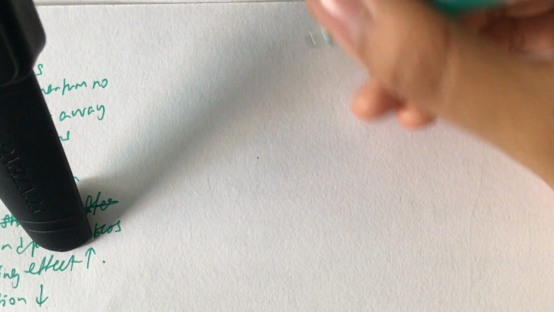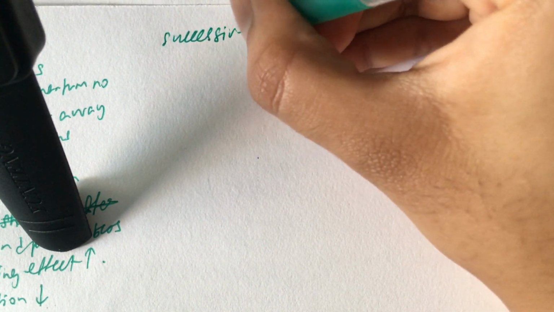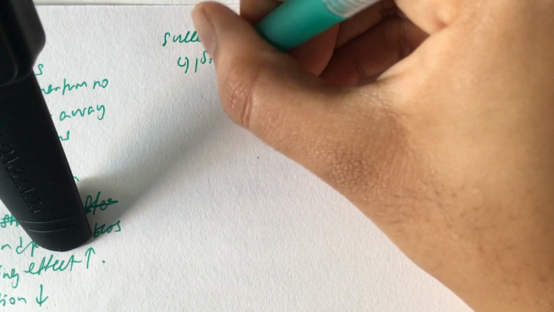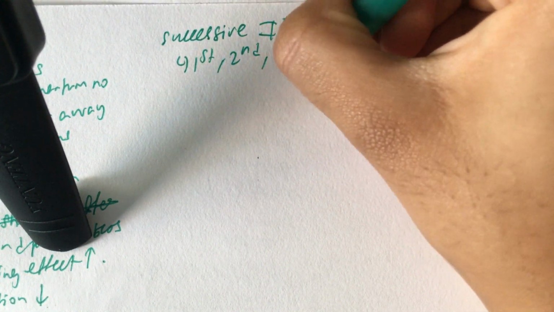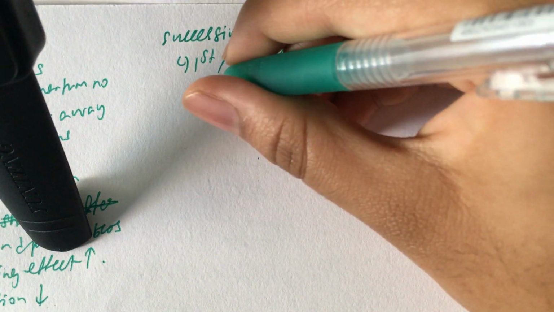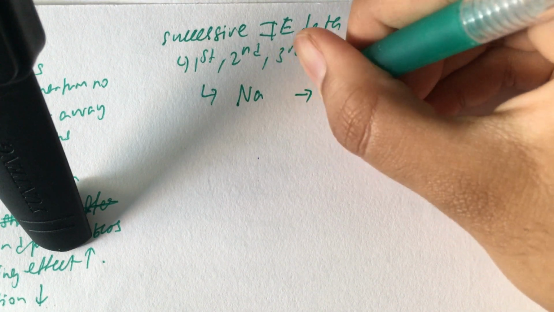So if you look at successive ionization energy data, this is within one element, the same element, like the second ionization energy, the third ionization energy. But before we actually go to that, we'll just look at it in a general sense as well, because there could be a question that asks you to explain why the second ionization energy of this element is higher than that of another element. So when you look at the second, or third, or fourth ionization energy, you have to think of it like a different element.